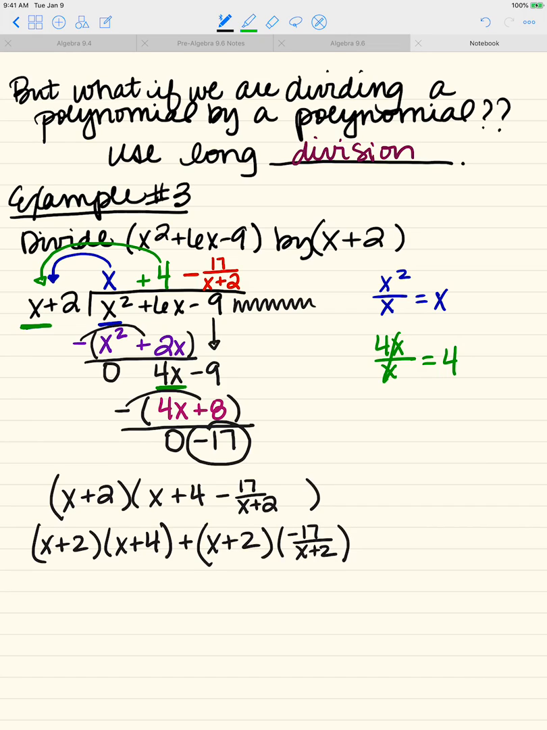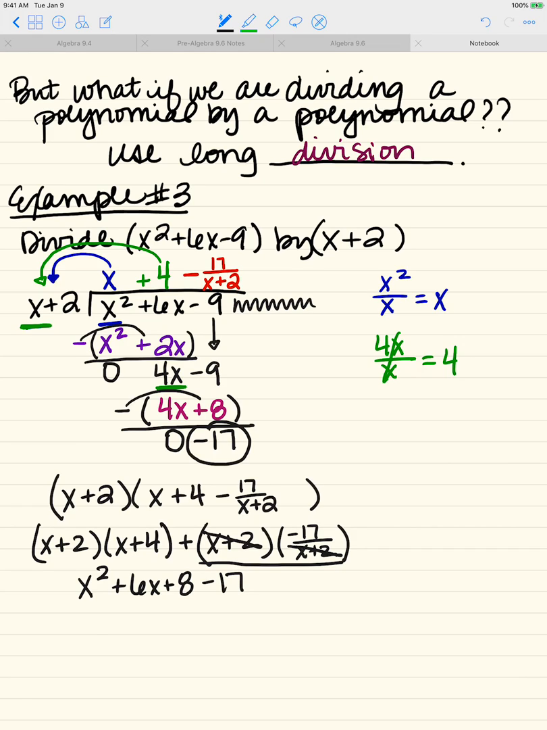X plus 2 times x plus 4, x squared plus 6x plus 8. That's back in FOIL, okay? I'm not going to go through that right now, but that's back in FOIL. X squared plus 6x plus 8. Look at what happens in the second part right here. We have x plus 2 times negative 17 over x plus 2. So we get to cancel out those x plus 2's, and we're just left with negative 17.